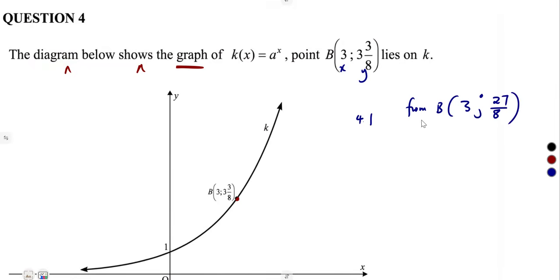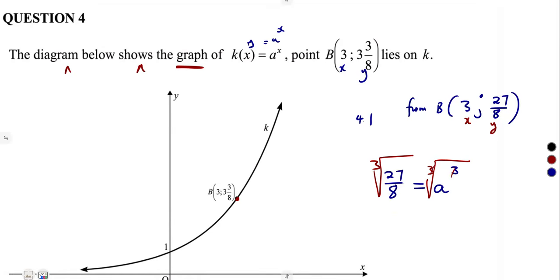So from this point B, we have the x value and the y value that can be substituted back into our function. Thus, y is equal to a to the exponent of x. So the y value, 27 over 8 in place of y, is equal to a to the exponent of x. Our x is 3. We need to calculate the value of a, remember. So how do I get rid of the 3 on the exponent? The cube root has to be inserted, on both sides.